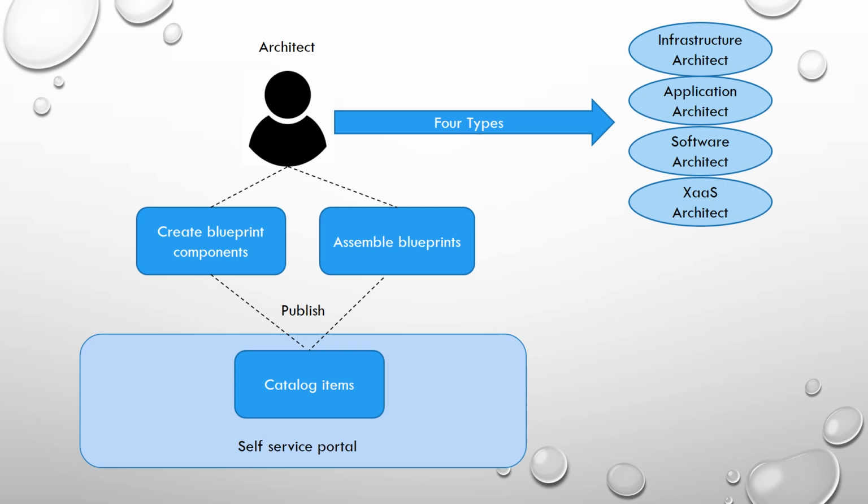The next item on our plate that needs to be discussed are the architect roles. An architect is an umbrella term used for the individuals that are responsible to create blueprint components and assemble the blueprints that define catalog items for consumers to request from the service catalog. So basically what these architects are doing is they're creating blueprints which, when published, become the catalog items, which in turn are consumed by the end users. So there are four of them.